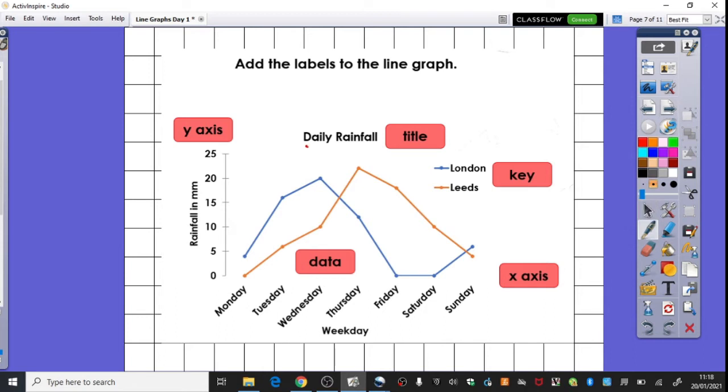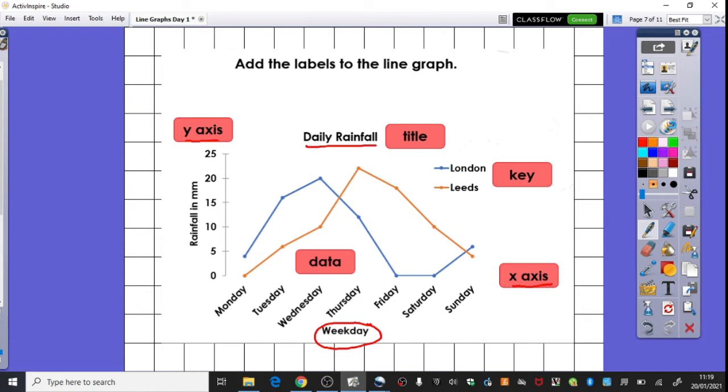So here we can see we've got the title of the graph. This graph is all about rainfall, and that comes from the title. We then need to look at the fact that we've got two different types of axes, an x-axis and a y-axis. And these are giving us the information. They come together to show that data. So we can see the x-axis along the bottom here is showing us each weekday. So if we're looking at rainfall, we're going to be looking at it for each day of the week.